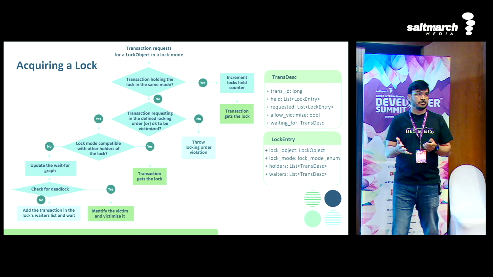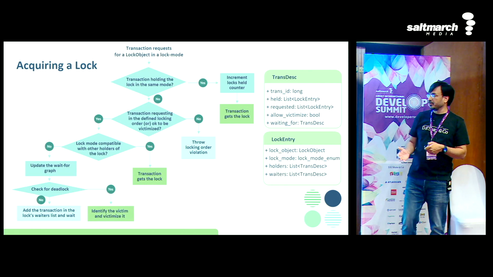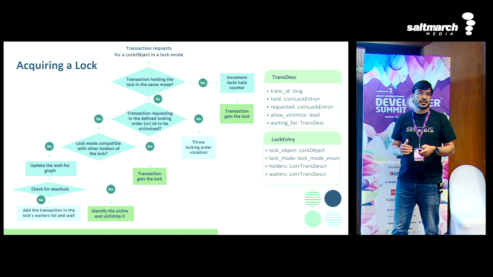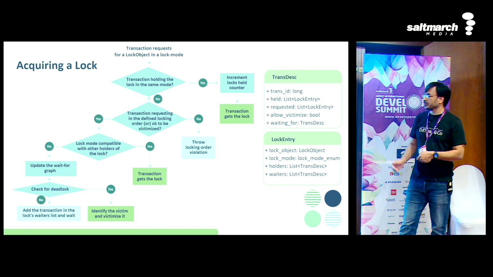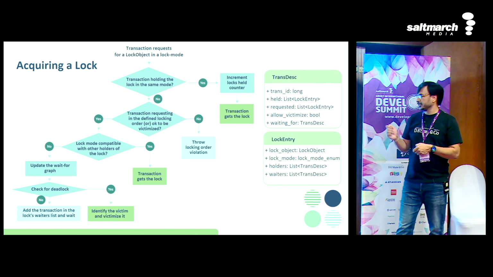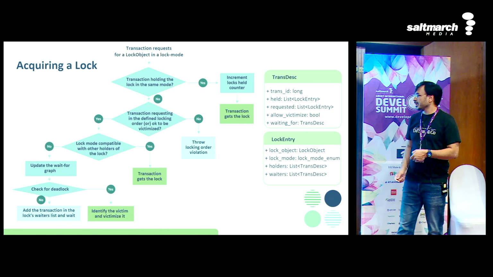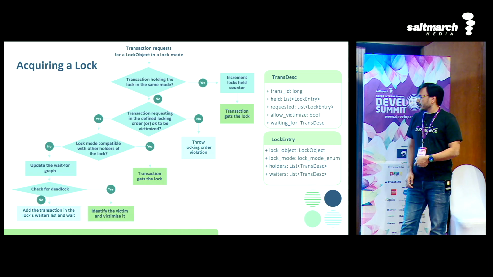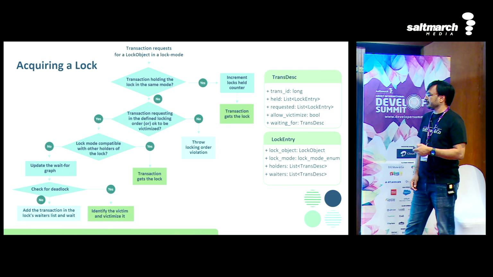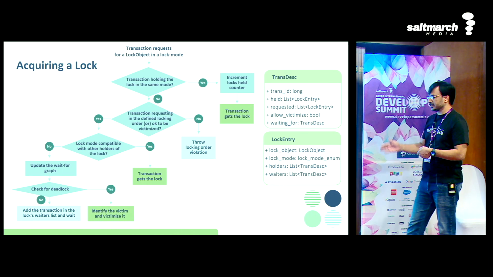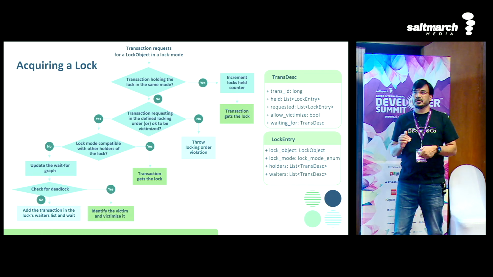Otherwise, build that wait-for graph that we were talking about, because now we know which transactions are holding this lock, so you can put the wait-for of this transaction to the one that is holding and build a wait-for graph. And if there is a deadlock, we need to next identify the victim and victimize that one. Otherwise, you need to add these transactions into the waiting list.